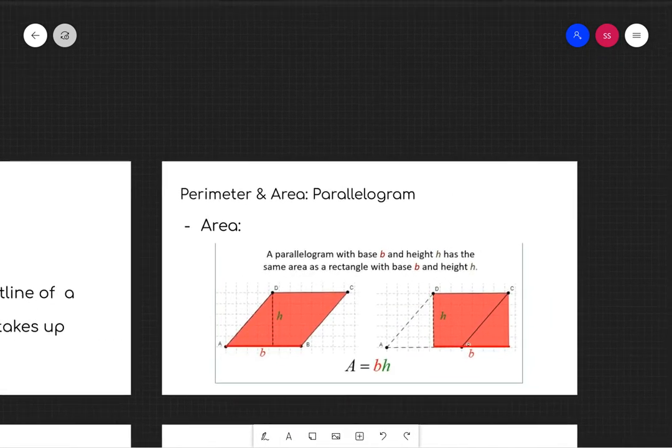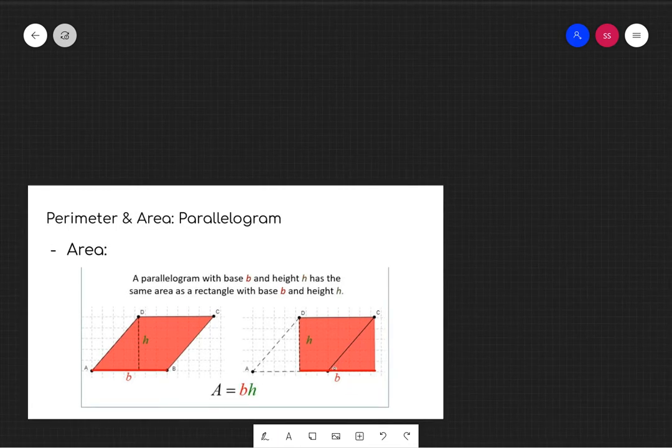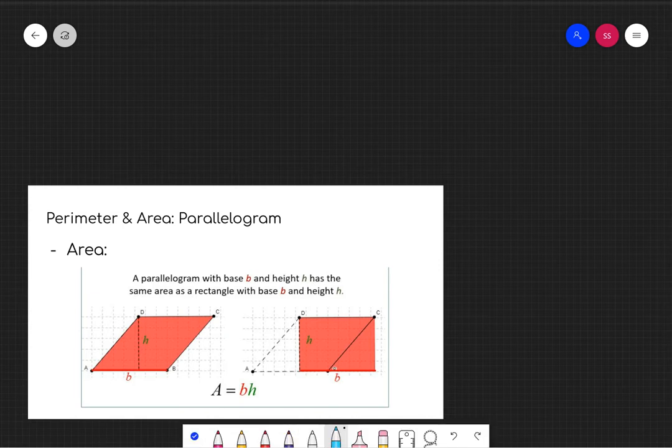Okay, let's start with parallelograms. Before we actually get into area of parallelograms, I just wanted to review quickly what actually makes a parallelogram. So maybe pause the video, think about it. What is a parallelogram?